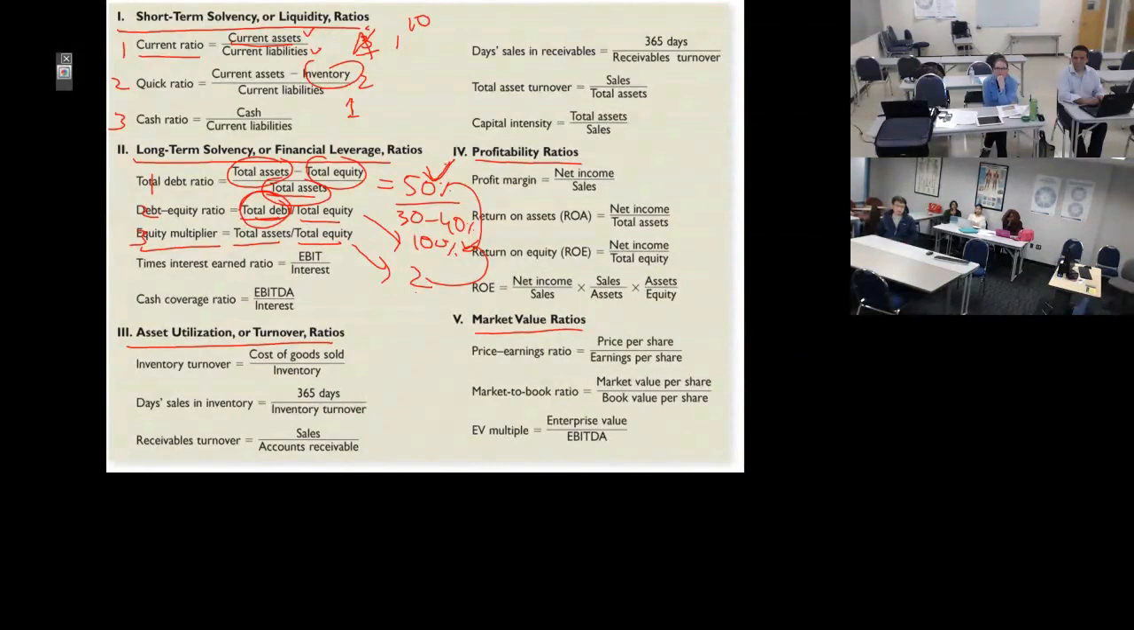Now the next one is the times interest earned ratio.